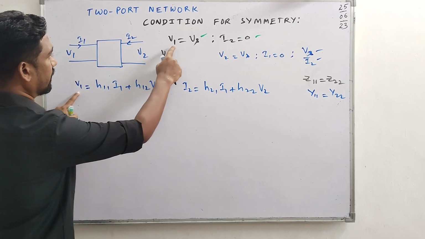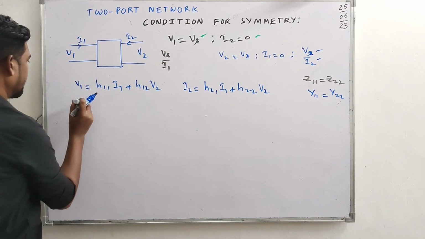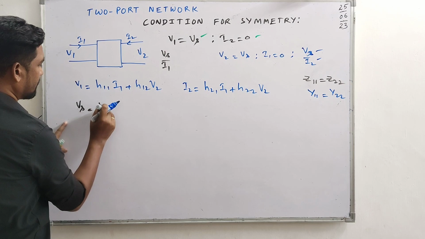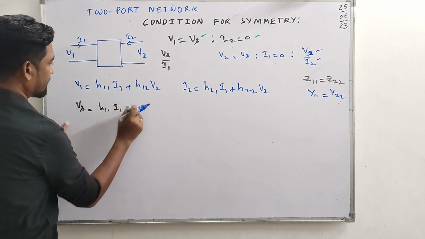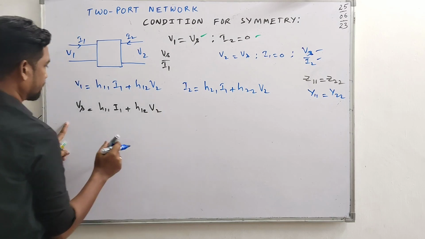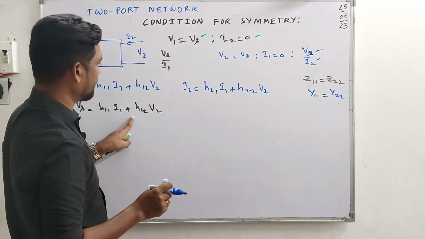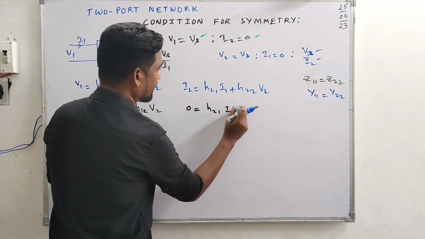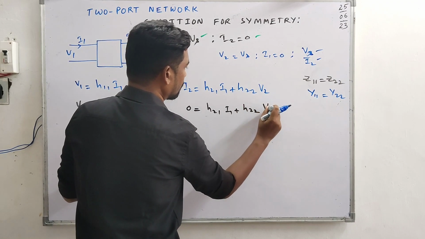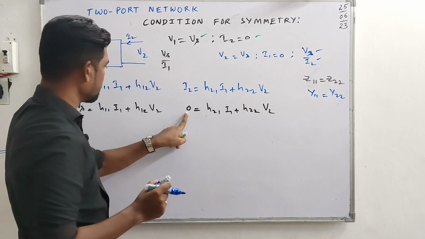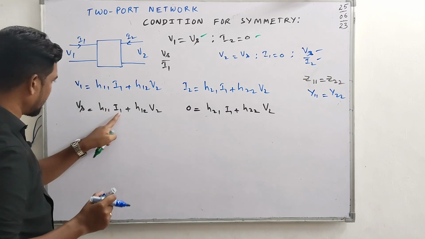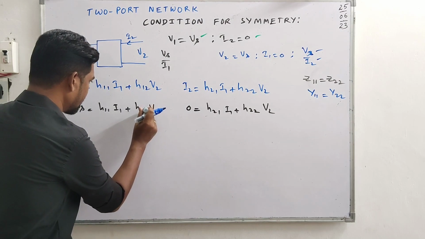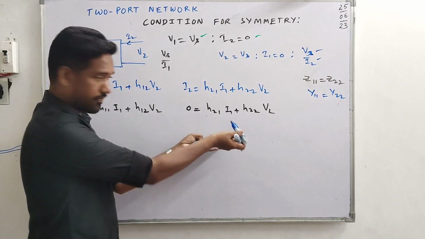The first one: V1 will be plugged in with Vs, which equals h11 I1 plus h12 V2. And here we have 0, which equals h21 I1 plus h22 V2, because I2 is made 0. What are we in search of? Vs upon I1. So we'll have to somehow eliminate V2, in the sense that we substitute this V2 obtained from here.